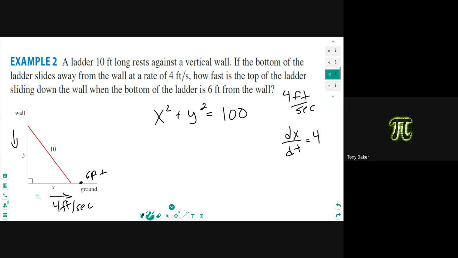Yeah, that's just this one instead of the y. We are going to have one with y. We're going to have to find that because that's actually the question. It's how fast is it sliding down when x is 6? But this right here is going to help us figure it out. So we're not differentiating with respect to x, we're differentiating the variable over time.